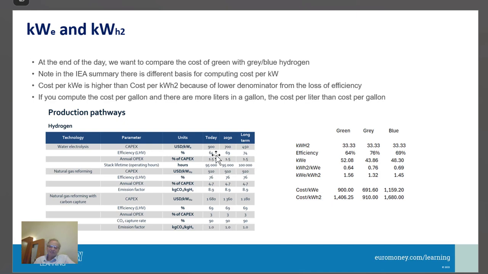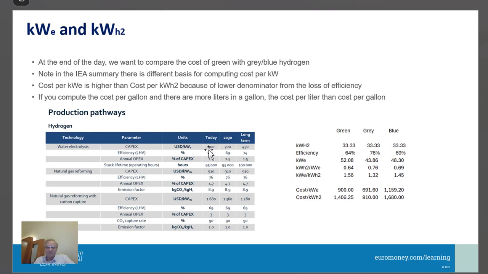This shows the efficiency. If we have 64% efficiency, we take 33 divided by 64 and we get 52. Or we can look at a bad old gray hydrogen, and that's 76% efficiency, and that's a big deal. 33 divided by 76, the number would be 43 instead of 33. We still lose something.